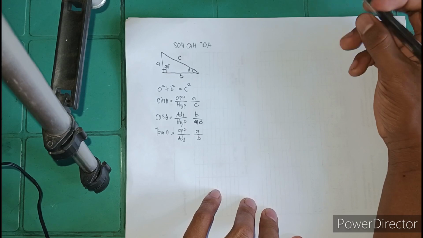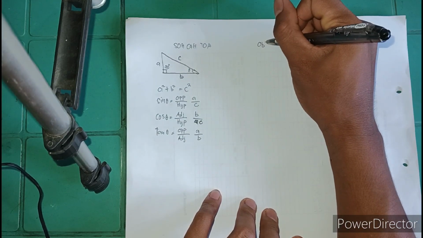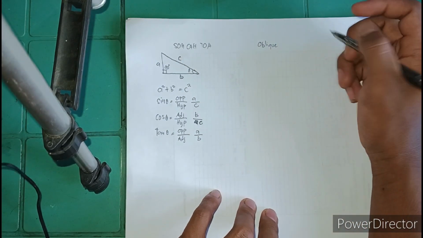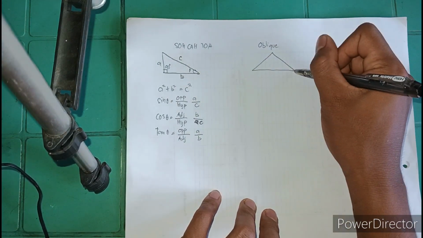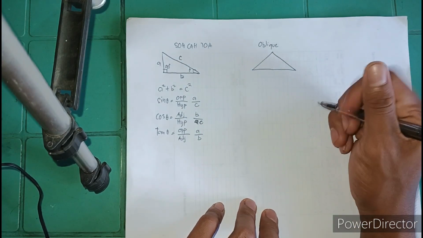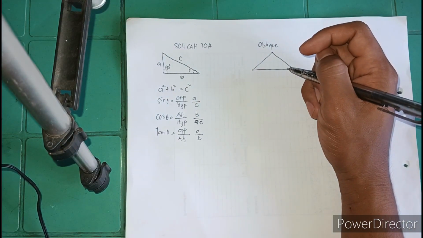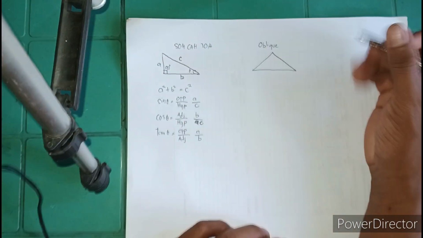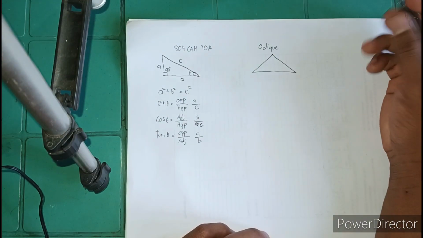The next triangle is the oblique triangle. An oblique triangle has no 90-degree angle. By definition, an oblique triangle has no 90-degree angle.